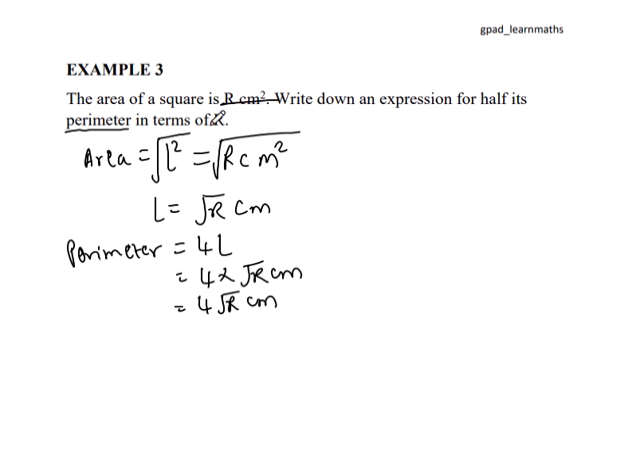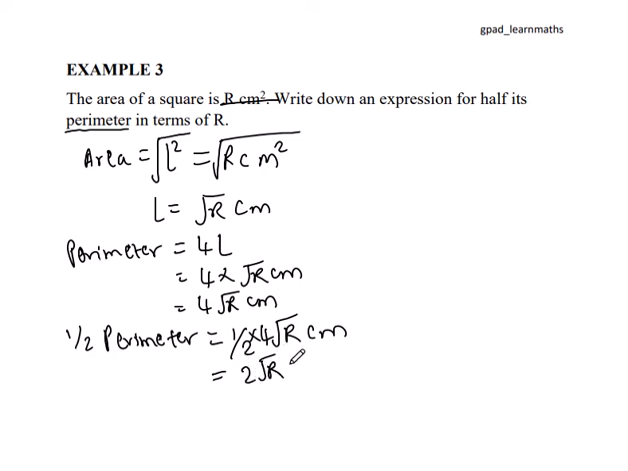But that's not all. We're asked to find an expression for half its perimeter, so 1/2 of the perimeter. What that basically means is just for you to multiply the perimeter by 1/2. So I have this. Now 2 into 4 will give me 2. So half the perimeter of this square is 2 root r centimeter. So that is that.